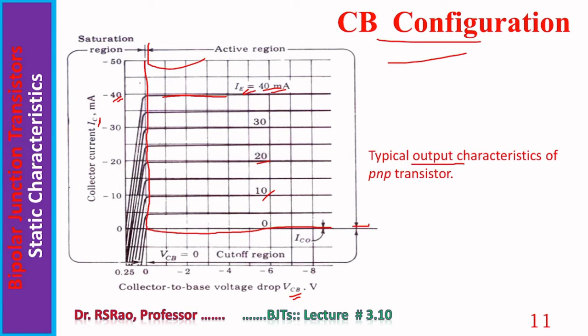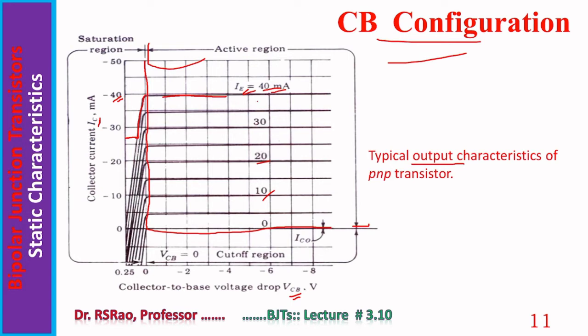When transistor is not in this region, of course, IE differs from IC. For example, this curve represents IE 40 milliamperes, but here IC is around 28 or so. They are not equal. So in active region of operation, transistor's collector current and emitter current are almost the same. So this is the second aspect.